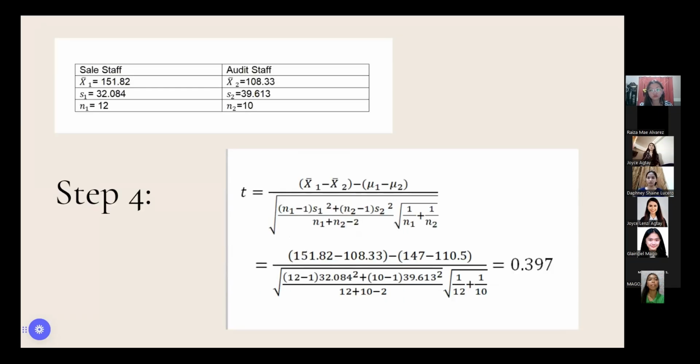Step 4, getting the test value. In order to get the test value, we first need to find the mean, sample standard deviation, and the sample size.